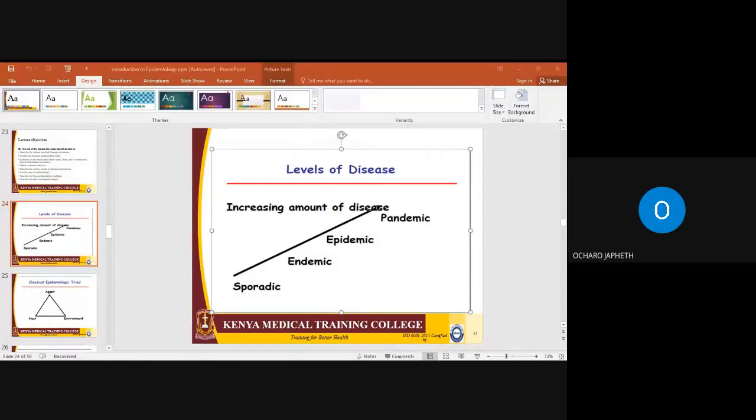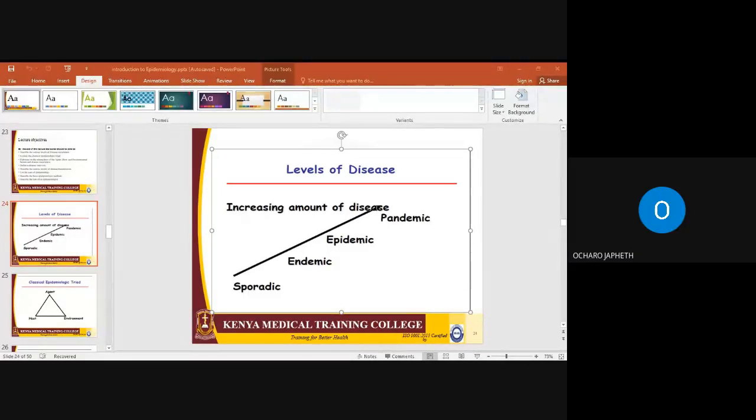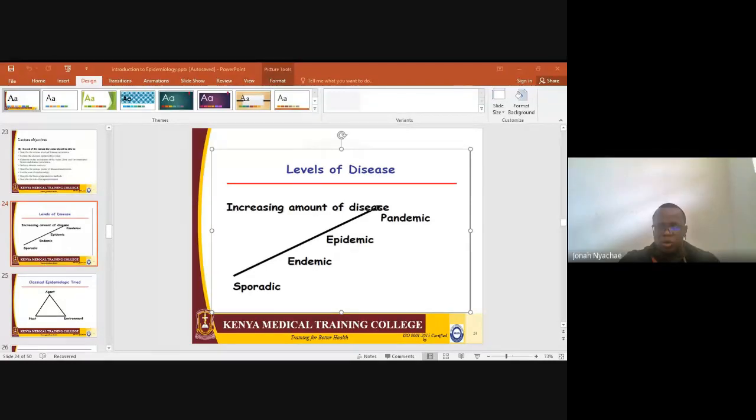I think it's when the disease occurs in few places, specific places. Very good. So it means it's in few places and it is occasional. So you just find that there was no disease in a particular area, but occasionally now it occurs.